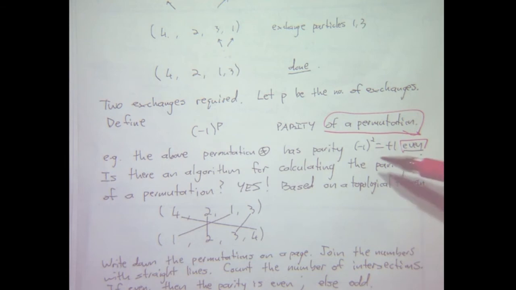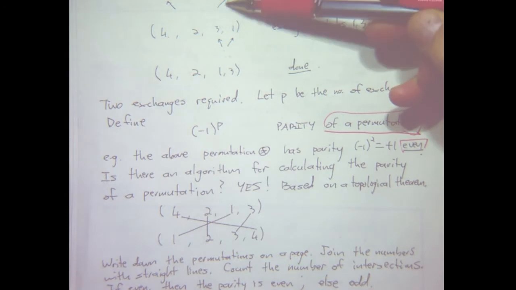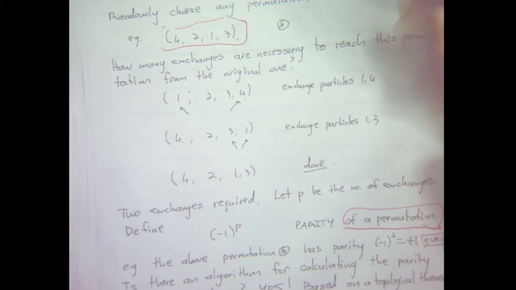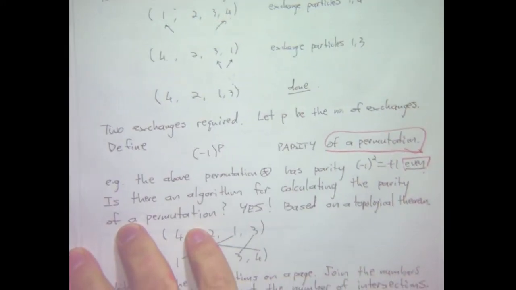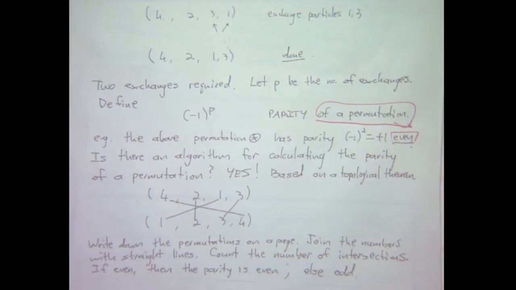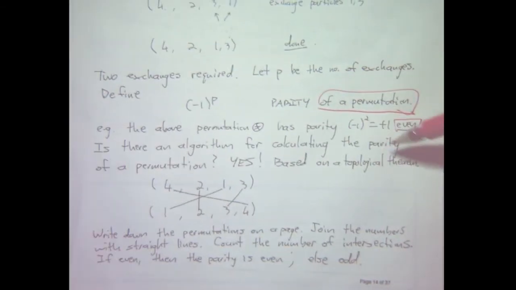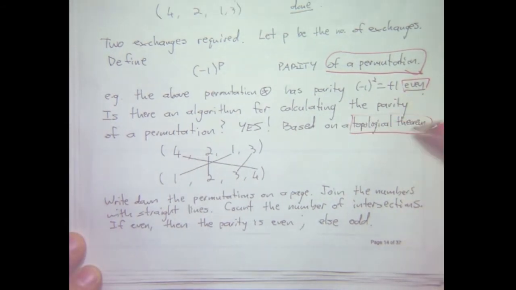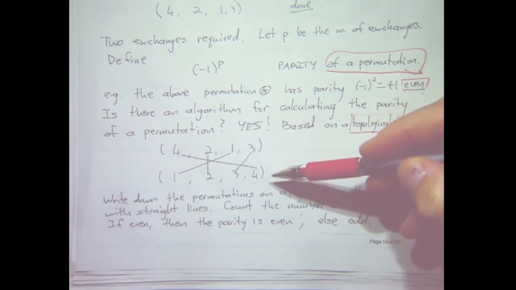Now you may well ask, are there any other ways of permuting these? Maybe there's a different number of exchanges that you need. Maybe there's a path from here to here with a different number of exchanges. And actually, there isn't. You can prove it, there's a theorem from combinatorics. And so there is an algorithm for calculating the parity of a permutation.